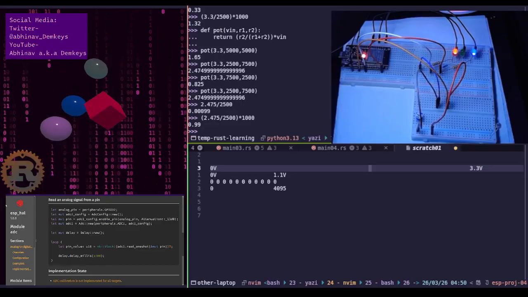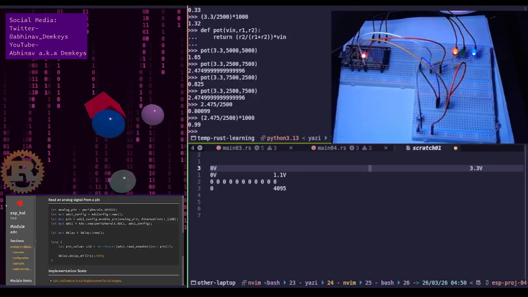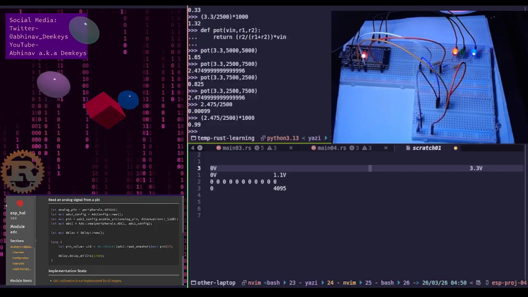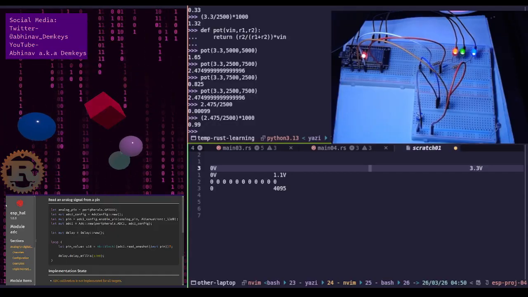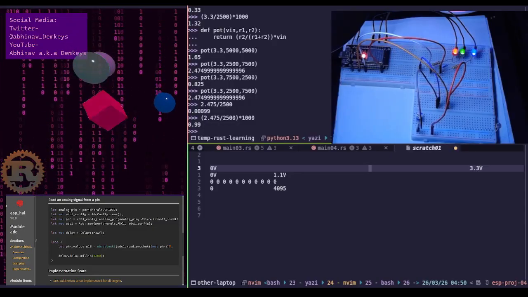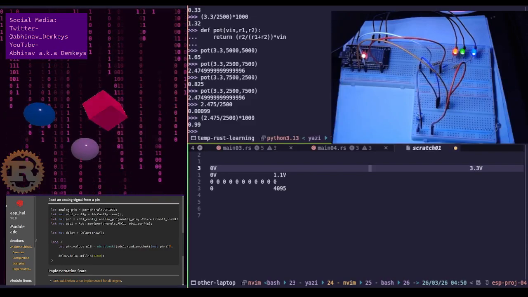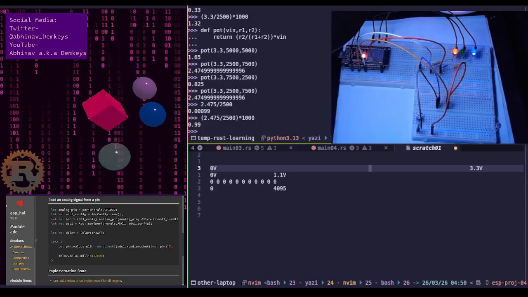Help me understand if this calculation was accurate, inaccurate, or even incomplete, considering I didn't take the pin's impedance into account. Okay, we're gonna learn something here.